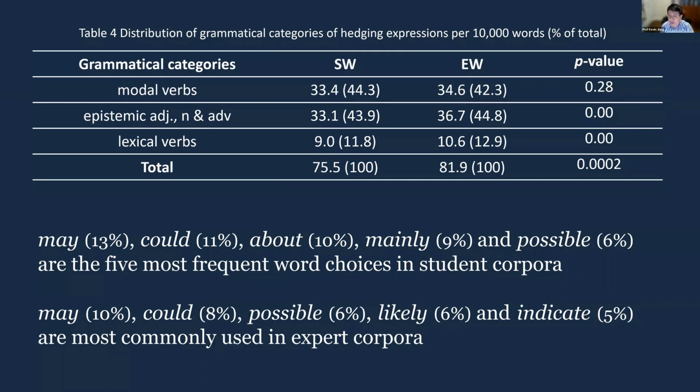I'm not sure if you are familiar with the literature. Mainly is very heavily used by Chinese students. Maybe this has something to do with the Chinese students' understanding of how they give their stance in academic writing. So here, students relied on the adverb about and mainly very, very often.